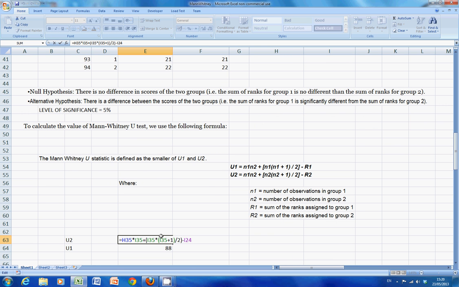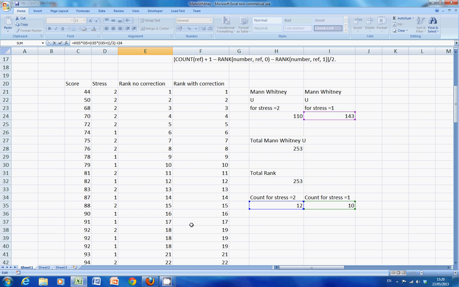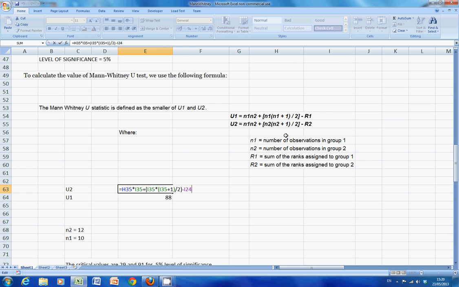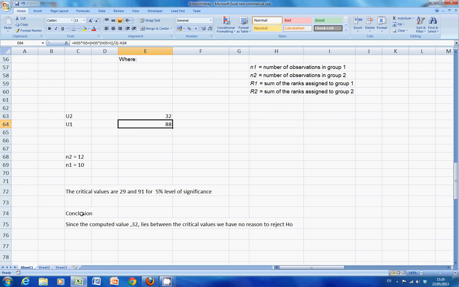H35 and I35 are the counts. Same formula again in there, and minus R1, and R1 is the rank sum for the ones, and that is 143. Okay, so that's the first score. The second score is 88. You pick the lowest, which is 32 in our case.